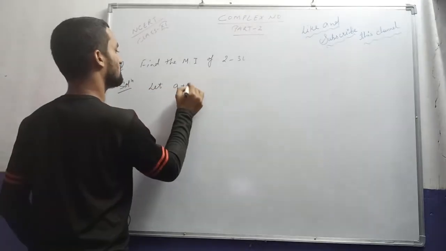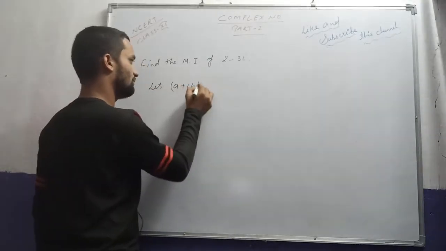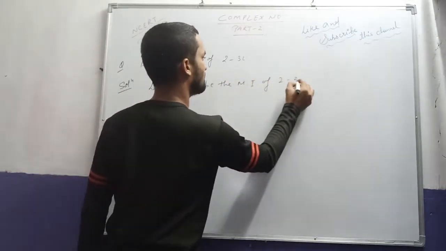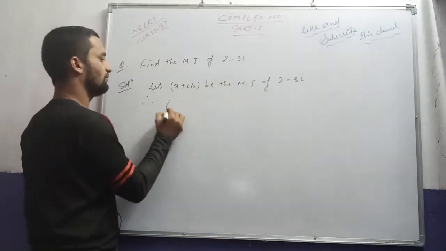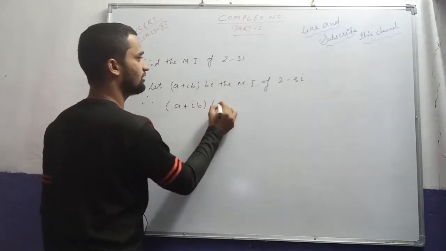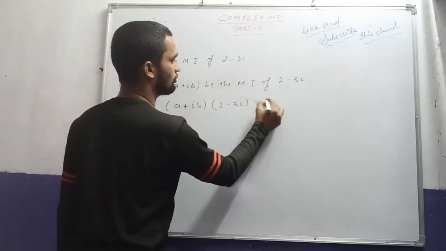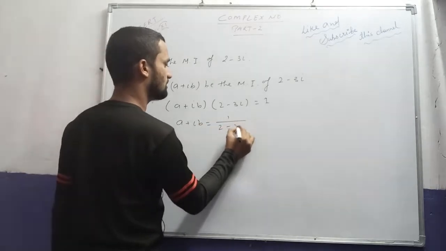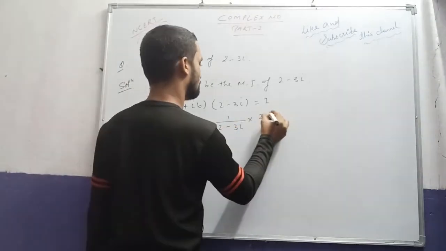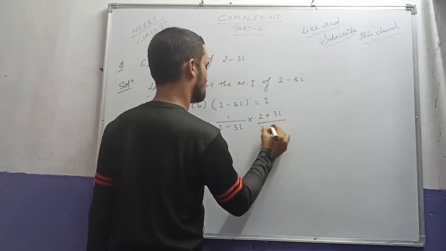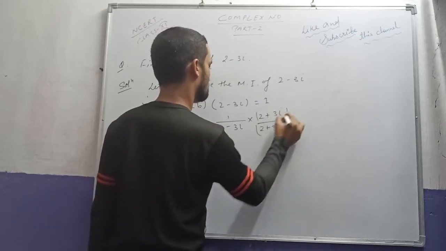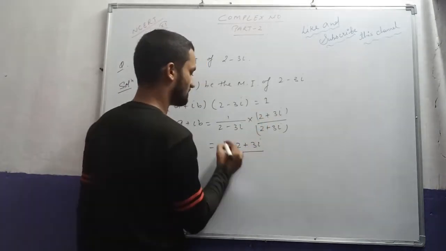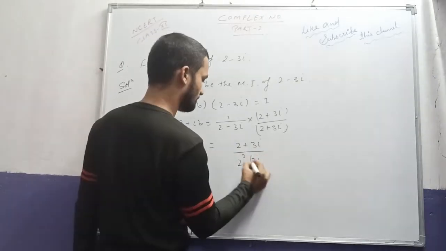Let a plus ib be the multiplicative inverse of 2 minus 3i. Therefore, if you multiply a plus ib with 2 minus 3i, the result should be equal to 1. So a plus ib must be equal to 1 upon 2 minus 3i. Again, as you know, we need the rationalization process. So this will be 1 multiplied by any number is the number itself, so 2 plus 3i, and a square minus b square.